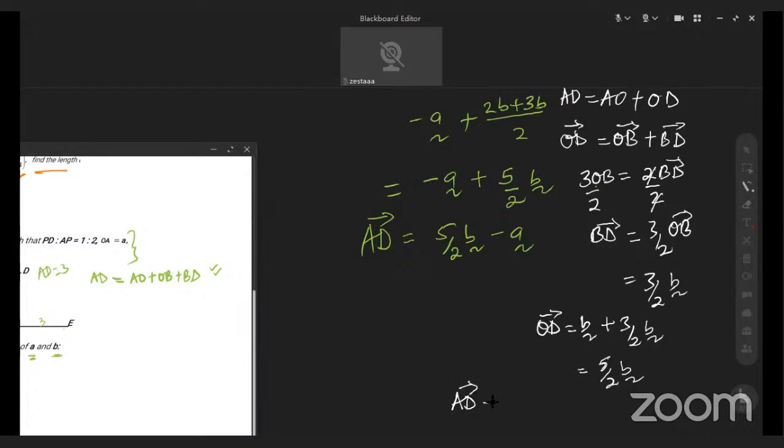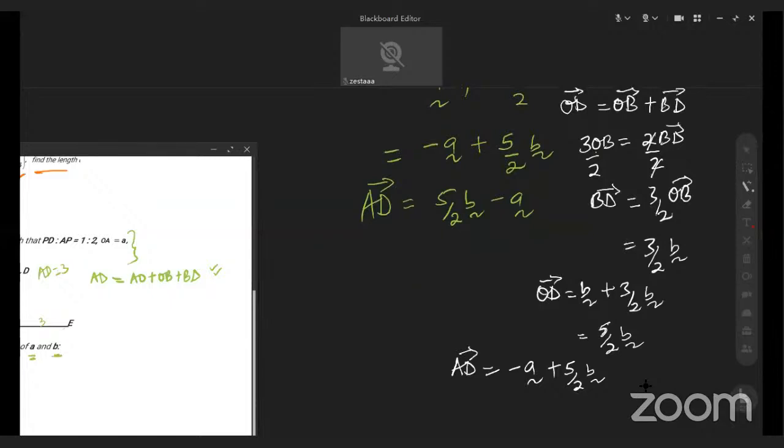Your AD will be equal to AO, which is negative A, plus OD, which is 5 out of 2 B. So when you rewrite it, we get 5 out of 2 B minus A. So you see that we have come to the same thing. This and that.